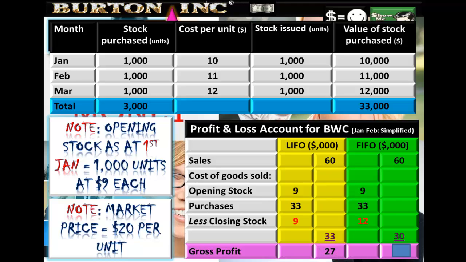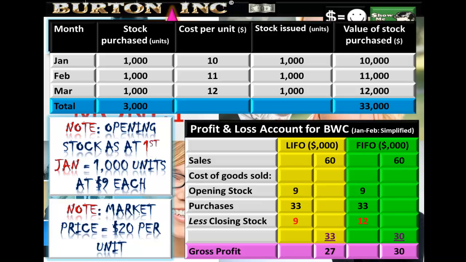Gross profit, $60,000 in sales minus our cost of goods sold leaves us with 27,000, and under FIFO, higher, $30,000. Who's going to pay the less tax? Which stock valuation method is going to result in the less tax being paid? Obviously, LIFO, our tax obligations are going to be lower because our gross profit is lower.